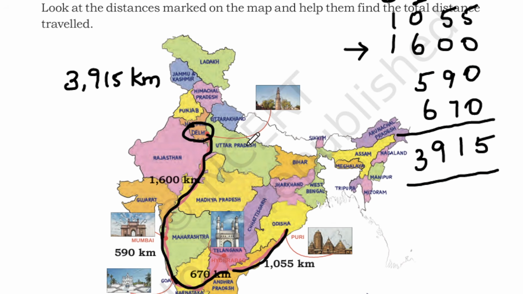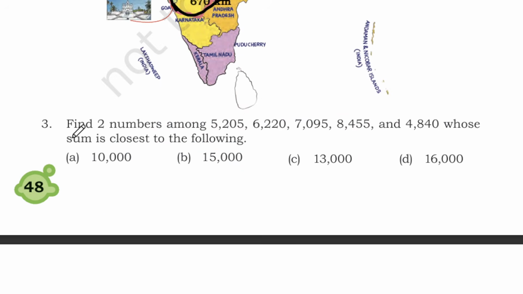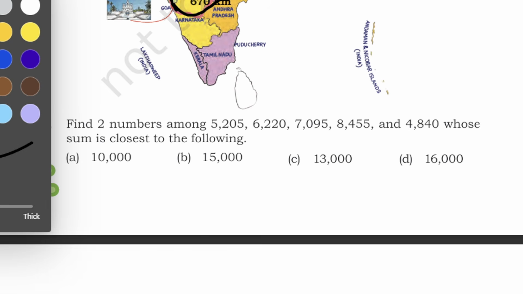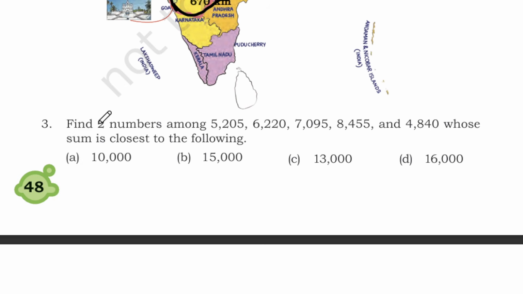Okay. Next. Find two numbers among these whose sum is closest to the following. So we have been given a few numbers here. We have to find out which one is closest to 10,000, which one is closest to 15,000, which one is closest to 13,000, and which one is closest to 16,000. First we will add one by one and see. Okay, I'm going to take any random number. I'm going to take 5,000.